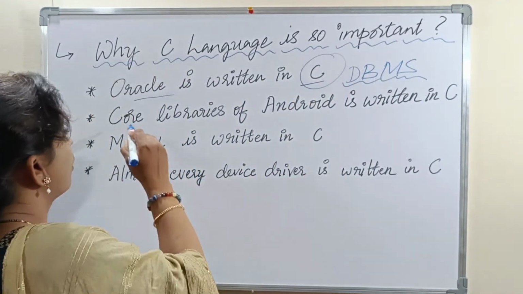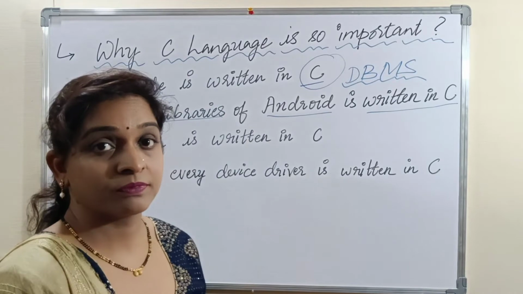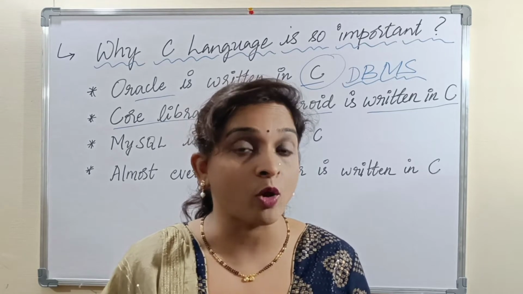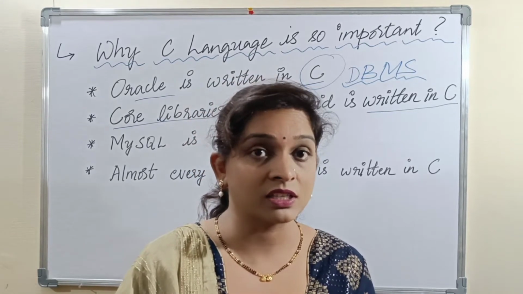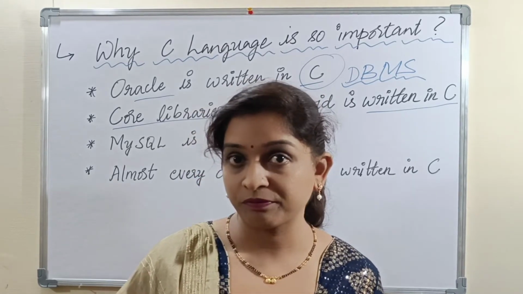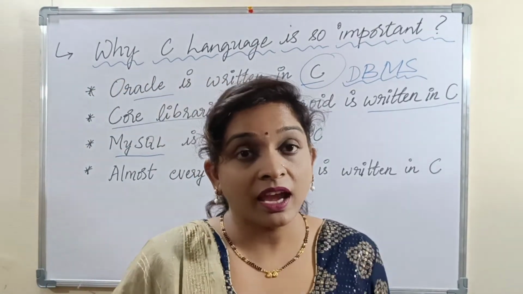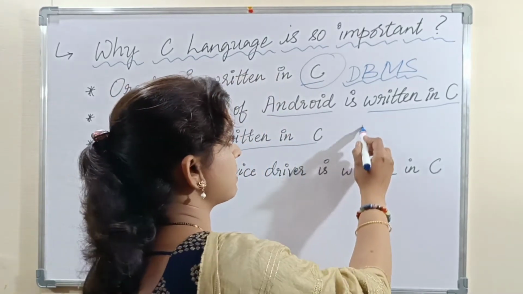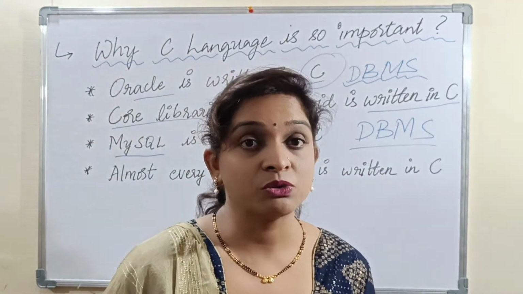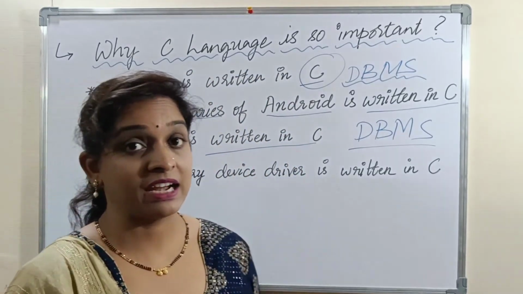Then the core libraries of Android are also written in C. The most powerful operating system that we use in mobiles, the Android operating system, its core library content is written in C. Then MySQL, even this is written in C. Again, it's a database management system software, a DBMS software, right? So this DBMS software is again designed using C. Structured query language, MySQL, is designed in C.